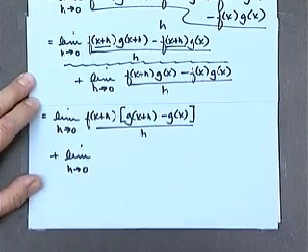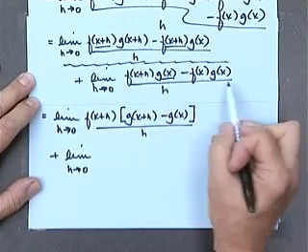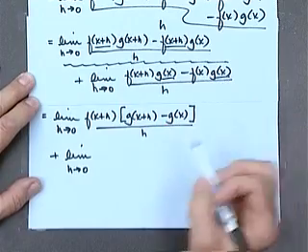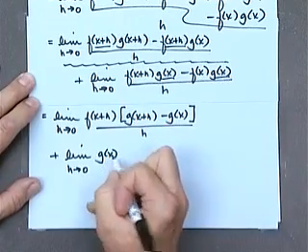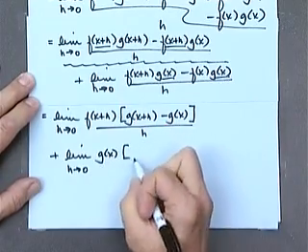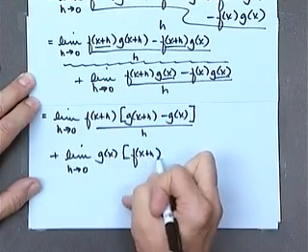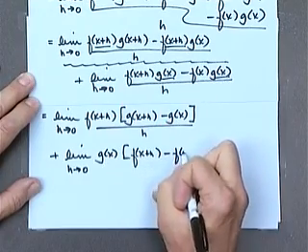From the second one, do you see anything that we could factor out in front? G of x. There's a g of x here and a g of x here. Let's factor that out in front. When we do that, it leaves f of x plus h minus f of x.